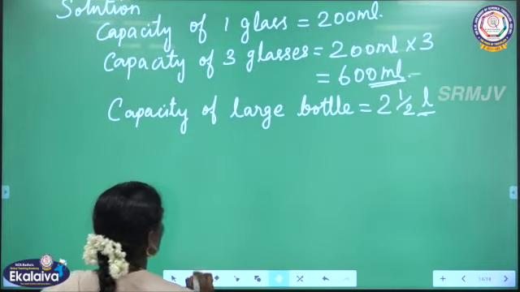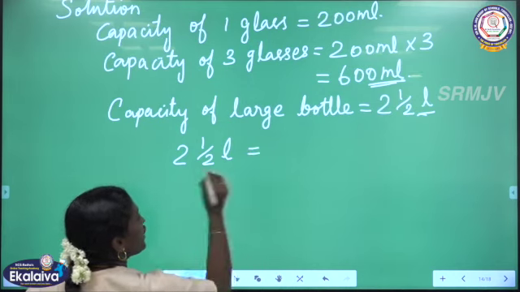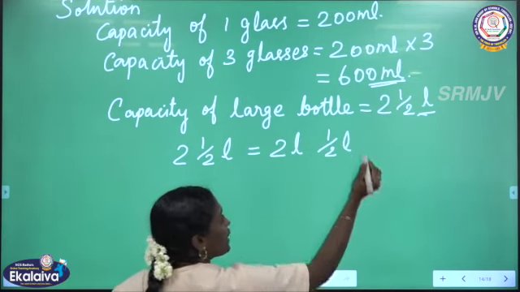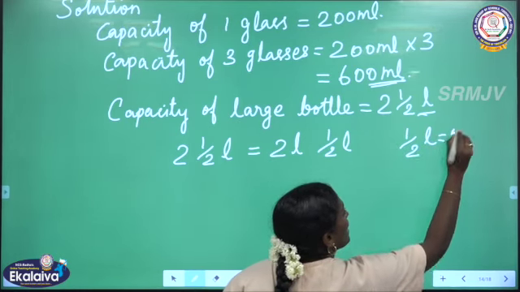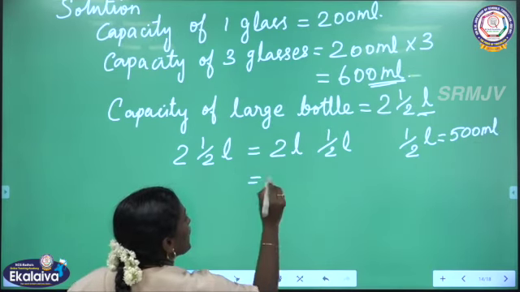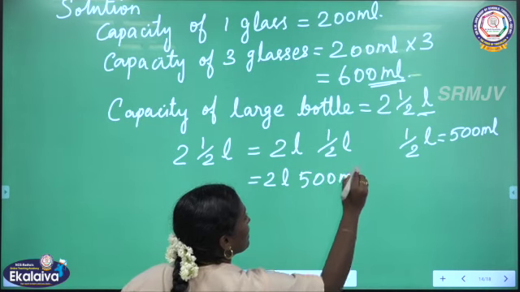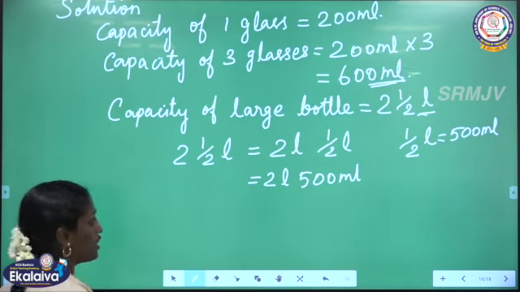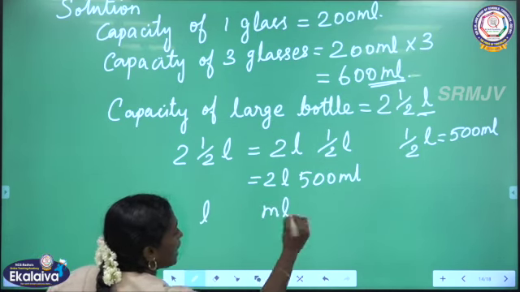So 2.5 liter, I am going to write as 2 liter and half liter. We know that half liter is equal to 500 milliliter. So it will become 2 liter and 500 milliliter. Now from this we can subtract 600 ml. So first we have to arrange it column wise. Liter and milliliter.